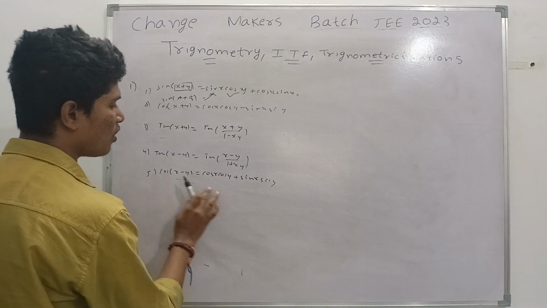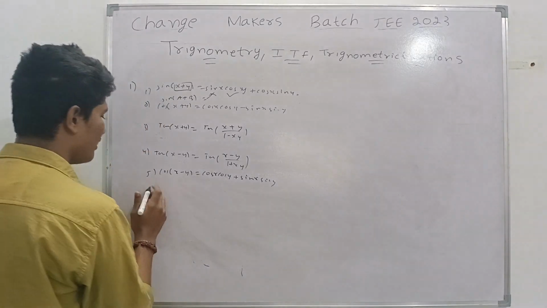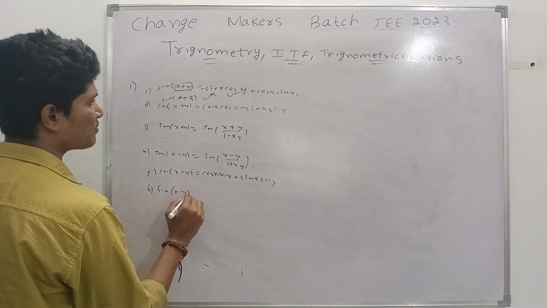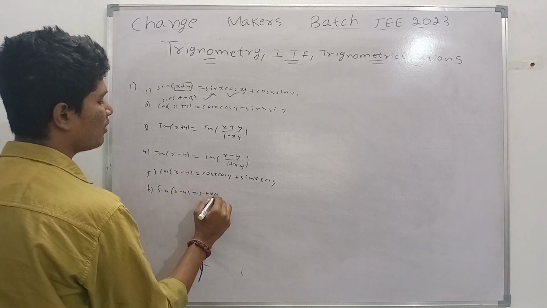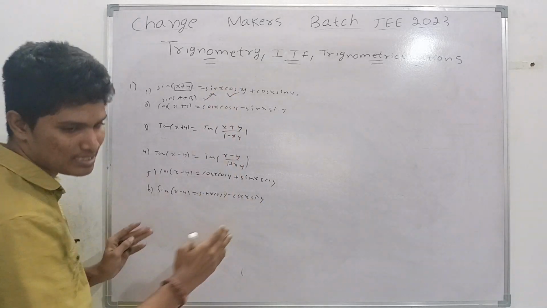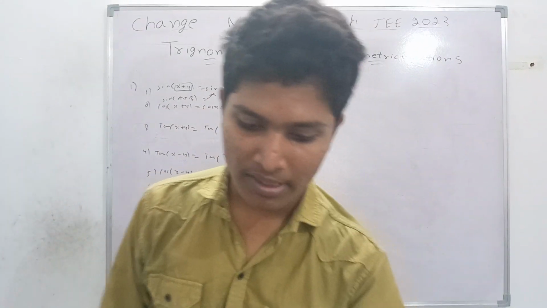Cos of x minus y equals cos x cos y plus sin x sin y. Next, sin of x minus y. Sin of x minus y equals sin x cos y minus cos x sin y. It is very important. This is the first set of formulas. We have to remember these 6 formulas.